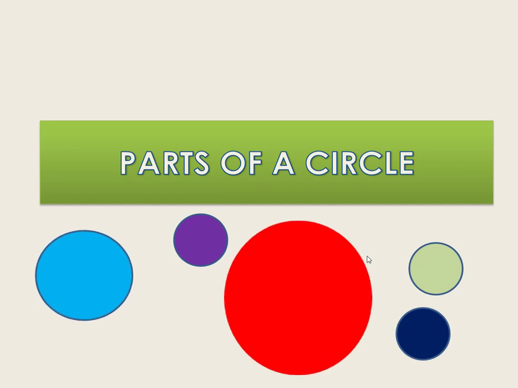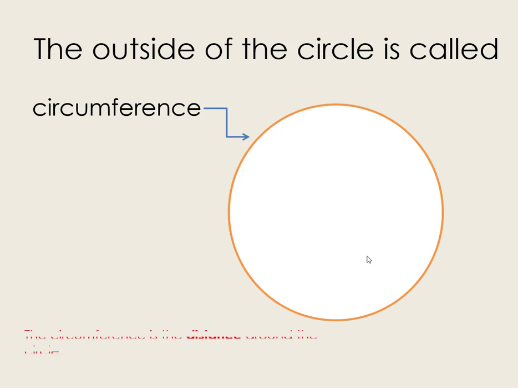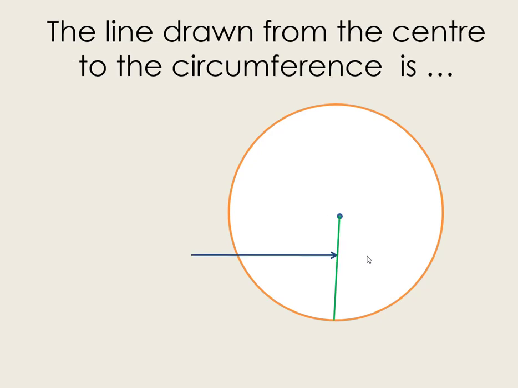As we see, circles have many sizes. The line which surrounds the circle is called the circumference. Okay, and the circumference is the distance around the circle. This distance around the circle is called the circumference, and that will be our lesson today. Let's see another part. The midpoint of the circle here is called the center of the circle.